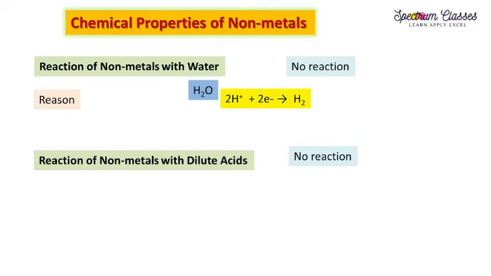So why no reaction? Since from the acid, the H plus which is released, these non-metals cannot give electrons to reduce this H plus ion to hydrogen gas. Since they are electron acceptors, rather than electron donors, this reaction does not take place.